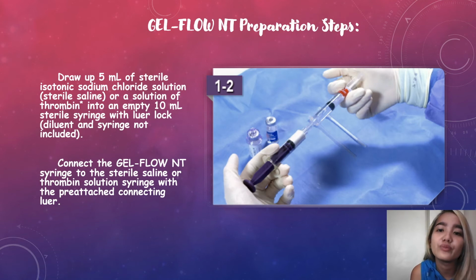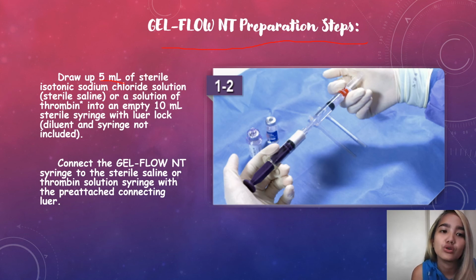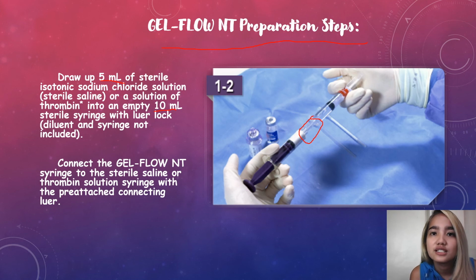So here are the Gel Flow preparation steps. To begin, transfer the inner sterile pouch of Gel Flow NT into the sterile film. But before that, of course, make sure to wash your hands first. For the first step, draw up 5 ml of sterile isotonic sodium chloride solution, or what we call the sterile saline, or a solution of thrombin into an empty 10 ml sterile syringe with luer lock. For the second step, connect the Gel Flow NT syringe to the sterile saline or thrombin solution syringe with the pre-attached connecting luer.